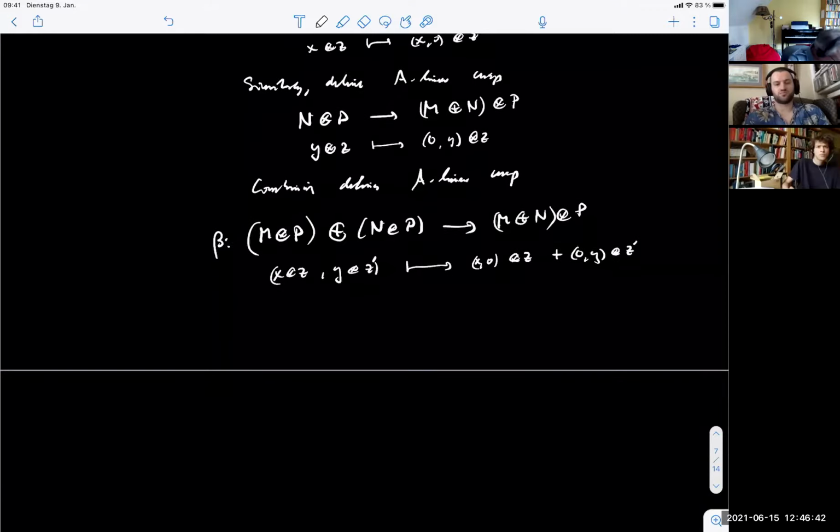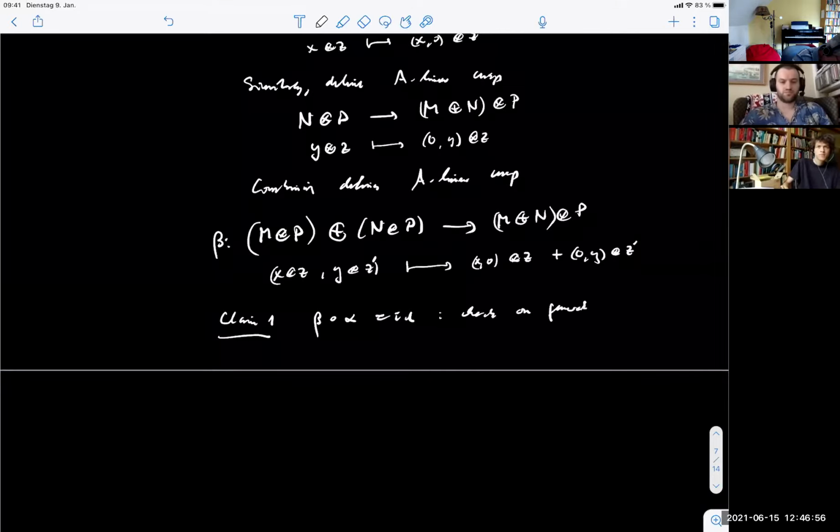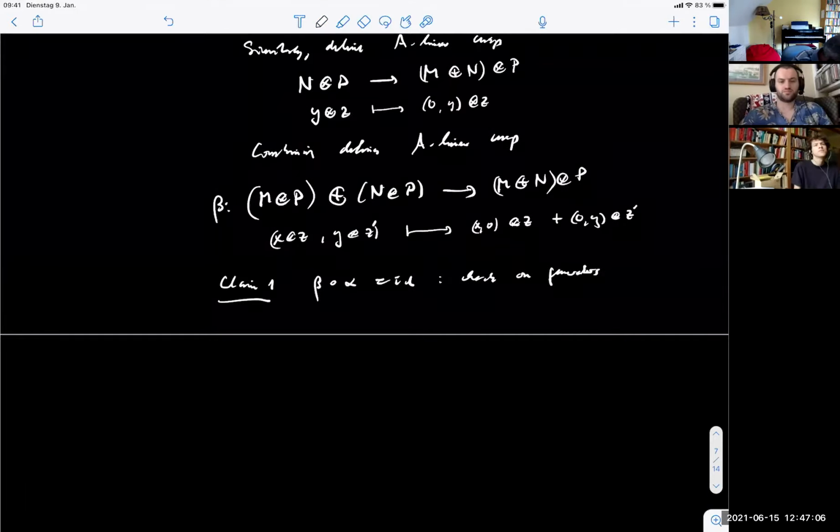Okay, claim 1. First alpha, then beta is the identity. I check on generators. The alpha goes from here to here. So what would I do? I take (x, y) tensor z. Then first alpha, then beta.